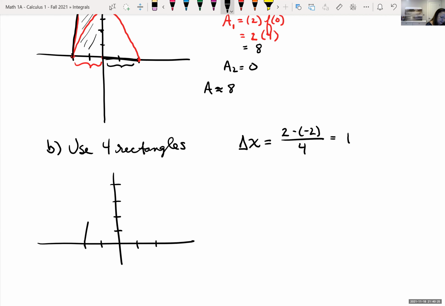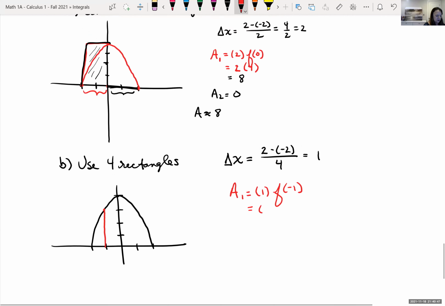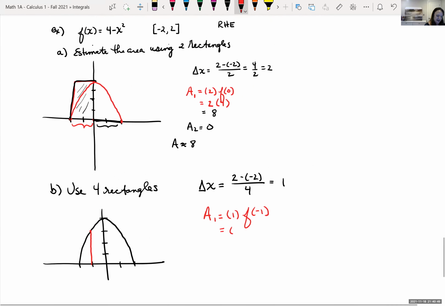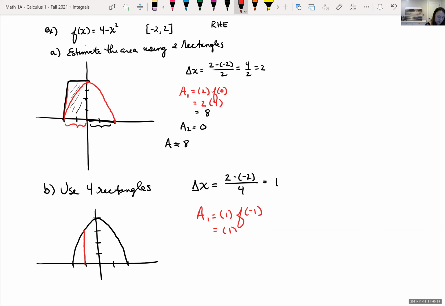So we have this time 4 rectangles. The first rectangle, the height is at -1. The width is 1, but the height is f of -1. You plug in -1 into our original function, f of x equals 4 minus x squared, you get back 3. So 1 times 3 is 3.